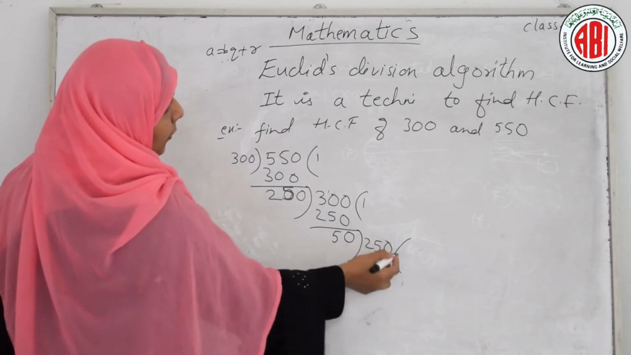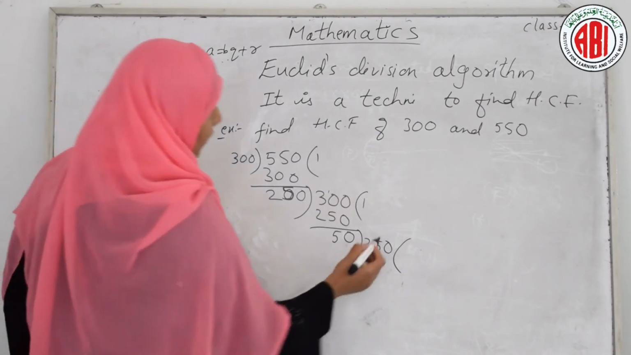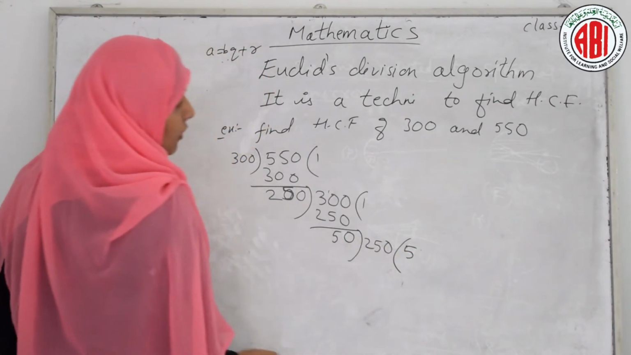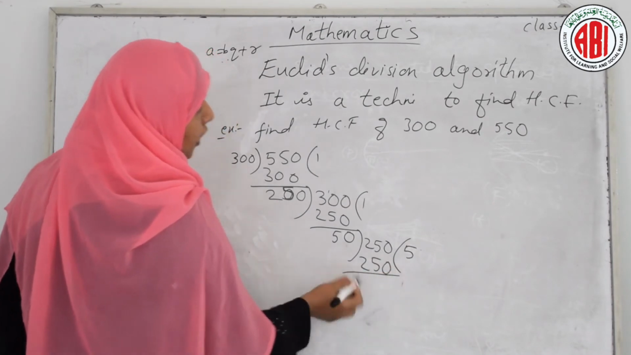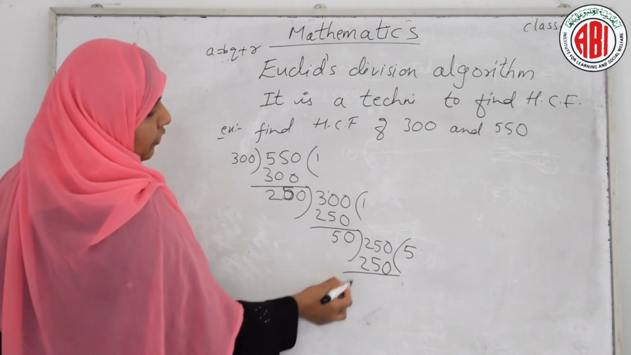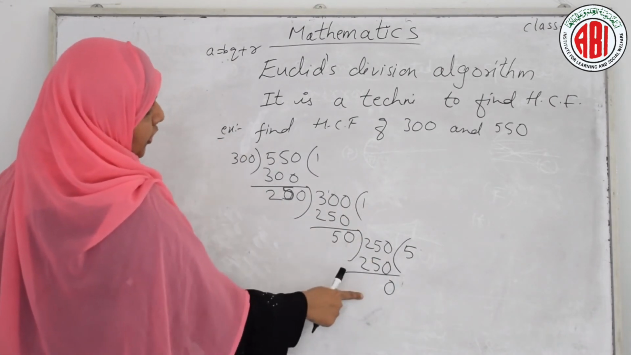Now 50, how many times does it go into 250? 50 times 5 is 250. Now 50 times 5 is 250, and we are getting remainder 0. Now the answer is finished here.